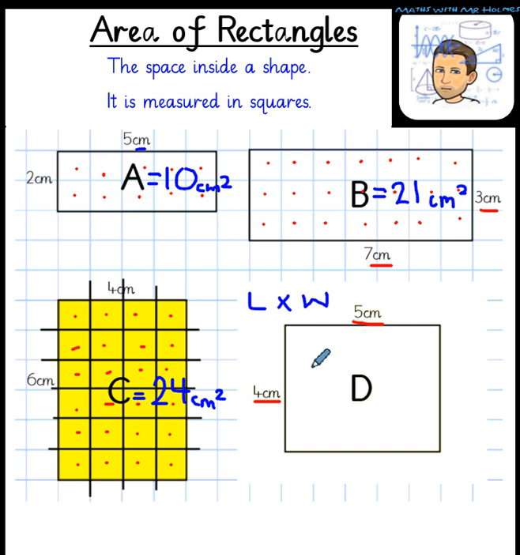So here we would have 5 centimeters multiplied by 4, and that will give us our area. So 5 times 4, or 4 times 5, use our times tables, gives us 20, and then we write our unit, which is centimeters squared.